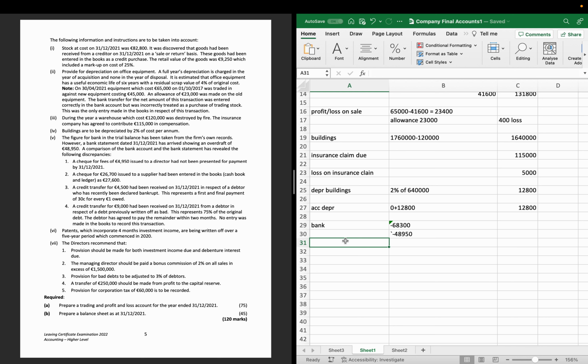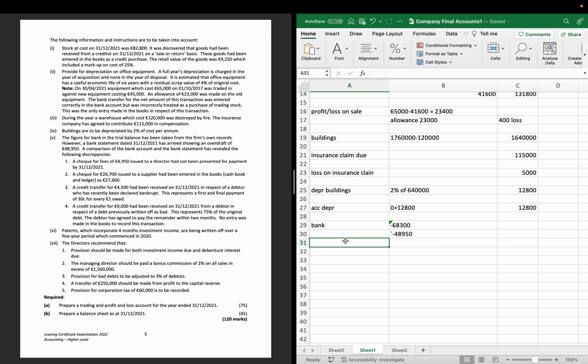So anything that we've done, the bank haven't done, and anything the bank haven't done, we've done, we have to do. So if we've done it, it only affects the bank working. It doesn't affect anything else. If we didn't know about it, we have to do the double entry.